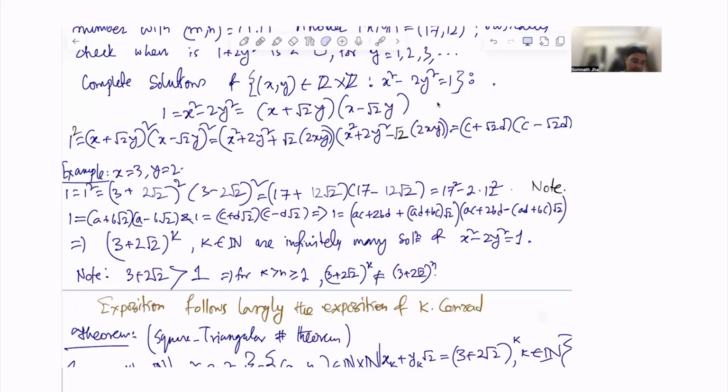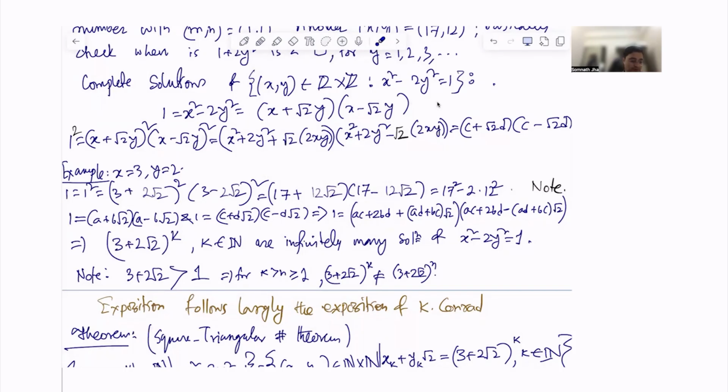And I have explained to you this way that if you have two solutions (A, B) and (C, D), then 1 equal to (A plus B root 2)(A minus B root 2) because A square minus 2B square is 1, and same for (C, D). Then you multiply them and then you get (AC plus 2BD) and (AD plus BC) into root 2. And similarly (AC plus 2BD) again and minus (AD plus BC) into root 2. So like that, two solutions give another solution.